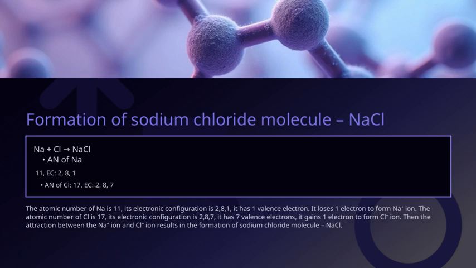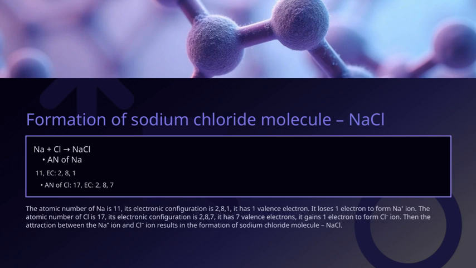Now turning to chlorine, or Cl. Its atomic number is 17, with an electronic configuration of 2-8-7. That means it has 7 electrons in its outermost shell, making it 1 electron short of a full octet. To become more stable, chlorine gains 1 electron, forming a negatively charged ion, Cl-.